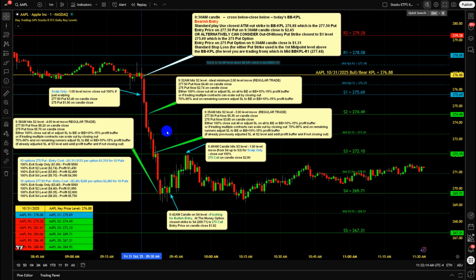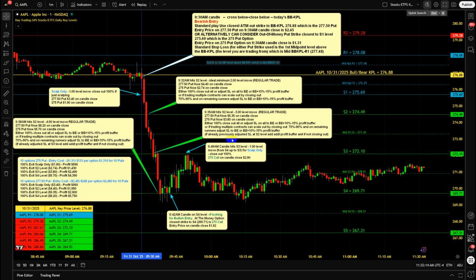And the standard strategy is that after that first 1.5 level move, every half level move is another decision point at which you're either doing one of the following. Now, on this 935, where it hits the S2 level, that's a 3-level move. 277.50 put, now 535 on candle close. 275 put, now 380 on candle close.